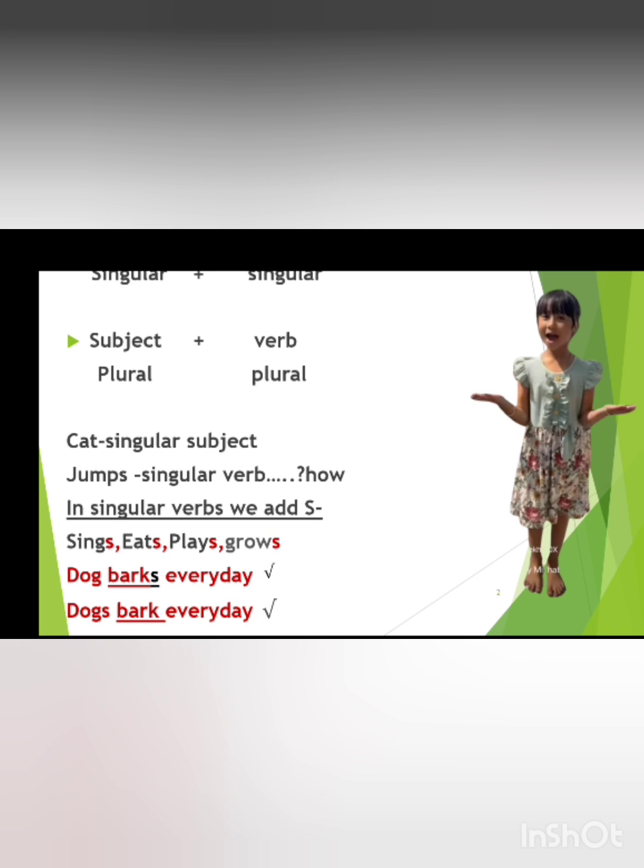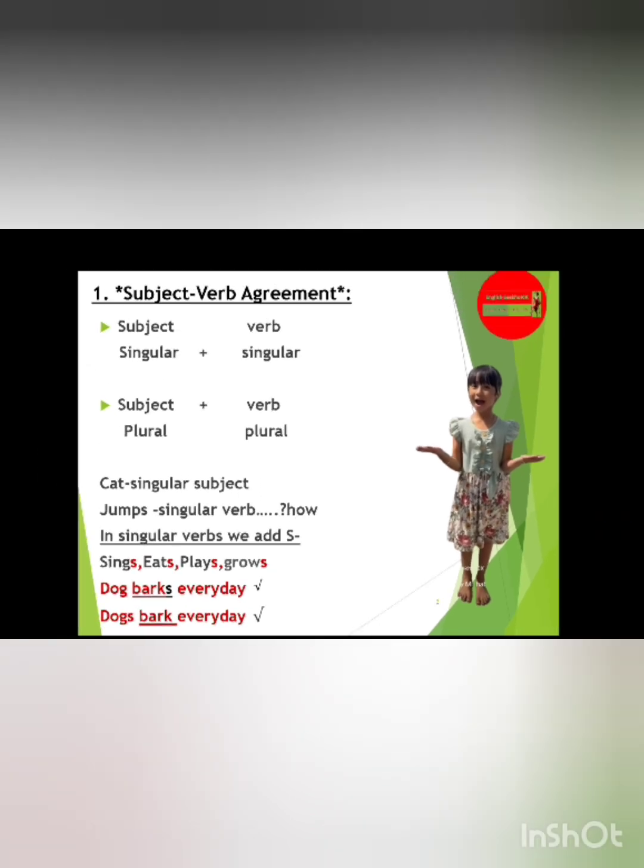Whereas in the second sentence, where dogs is a plural subject, the verb should be plural. So, in the plural verb, you do not add s, whereas you write down the verb itself. So, the sentence will be dogs bark every day. This is the correct sentence. Hope the first rule of subject verb agreement is very clear to you.